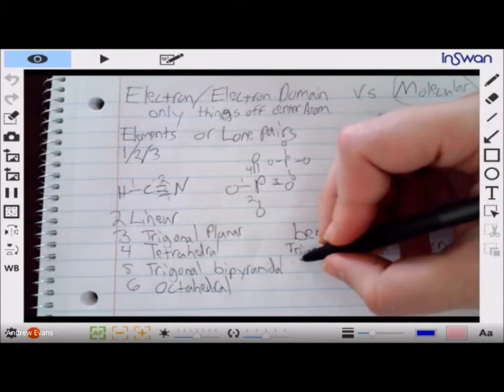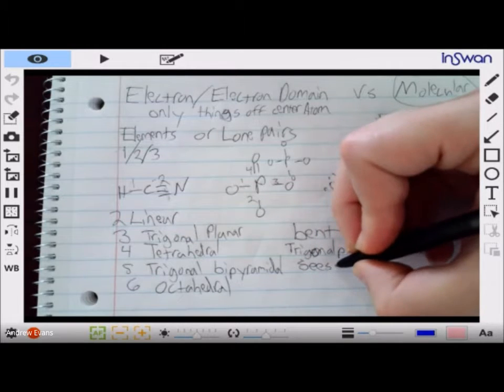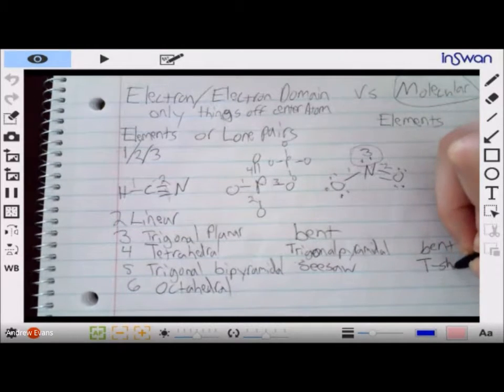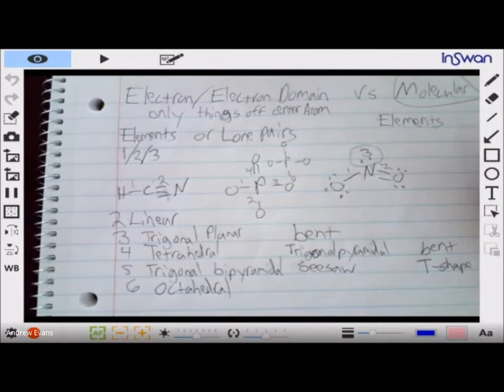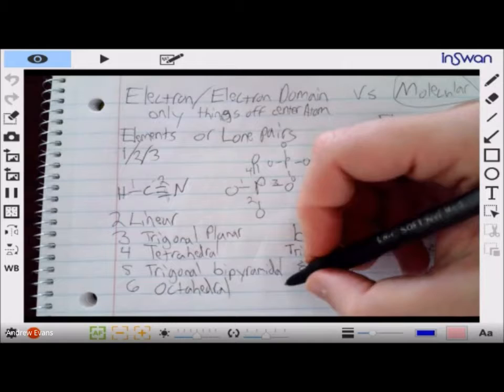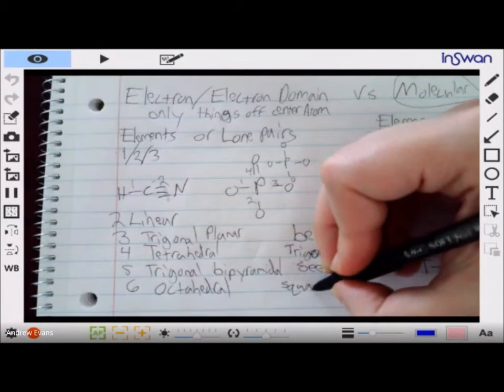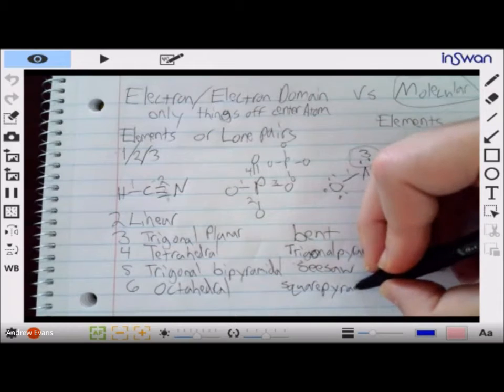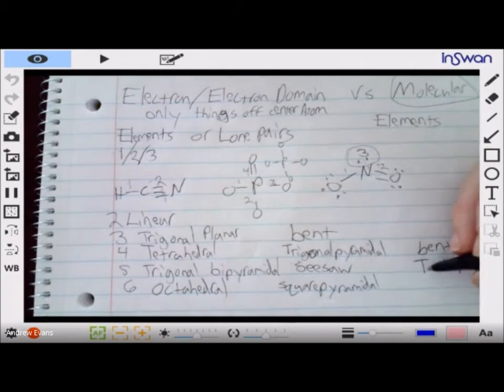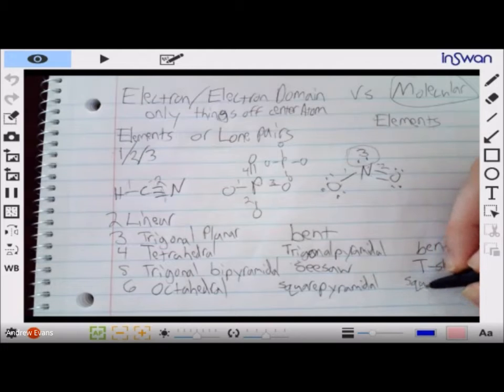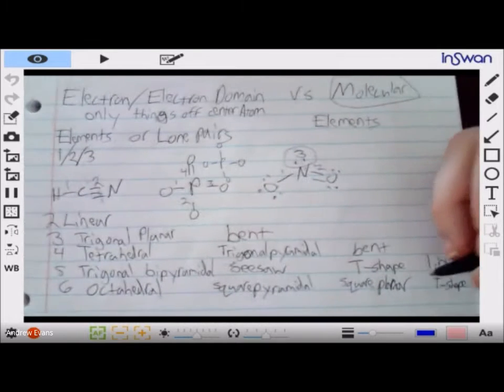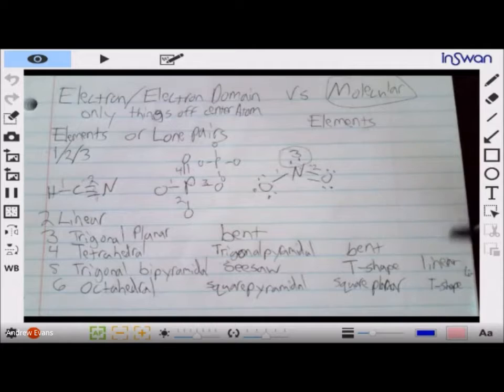Trigonal bipyramidal goes to seesaw, T-shape, and then linear. And then octahedral goes to square pyramidal, then square planar, then T-shape, and then linear. I'm out of room, but linear. Typically, we're not going to get to the point where it's linear.